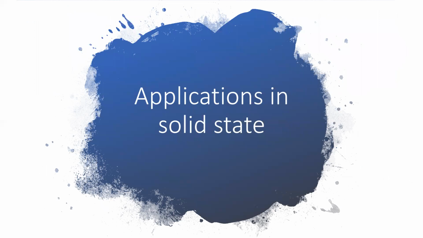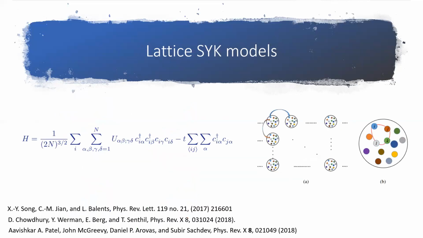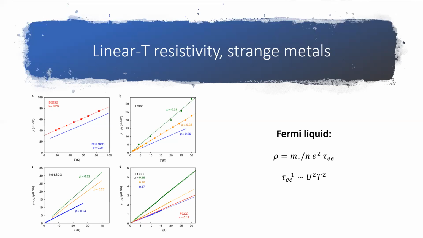Okay. So I wanted to show how this is used in condensed matter and solid state, and the most important result is that it can describe linear T resistivity in strange metals. So there are some materials that show, yes, sorry. So usually metals have a quadratic resistivity. The resistivity of metals goes as quadratic with the temperature.